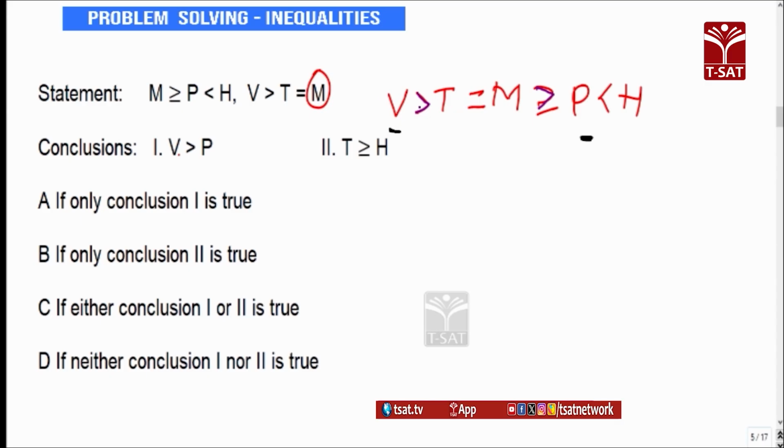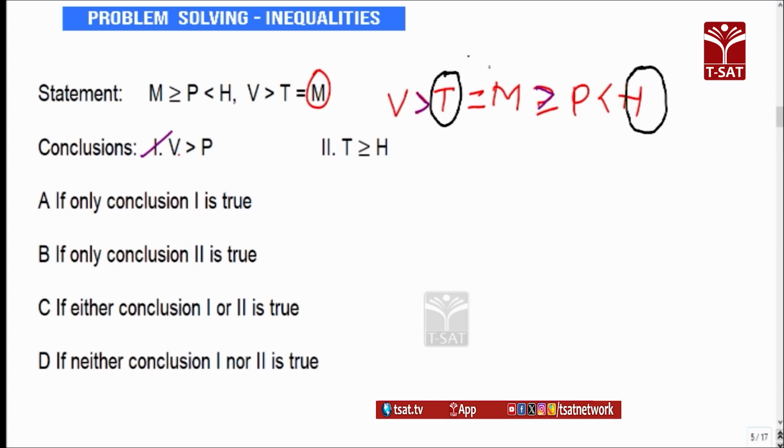So when two greater symbols are showing towards V, then obviously that particular conclusion becomes correct. Now see the second conclusion. In the second conclusion, T and H: T is greater than or equal to H, he is asking. So let's check where this particular T is. So T is followed by H.